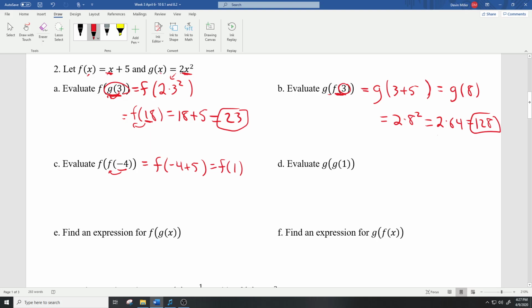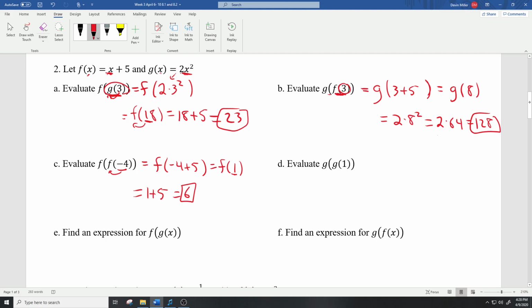Then we just do it again, rinse and repeat. We're going to go right into the f function again, but now we're plugging in the number 1. So 1 goes into f of x here, over on the right-hand side. So it's 1 plus 5, or 6 is your final answer. All right, last one with the numbers. Then we're going to get into something a little different.